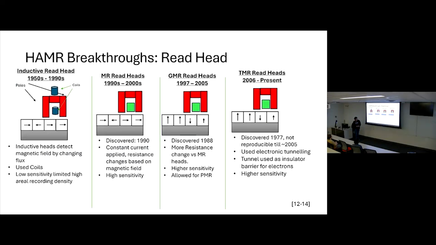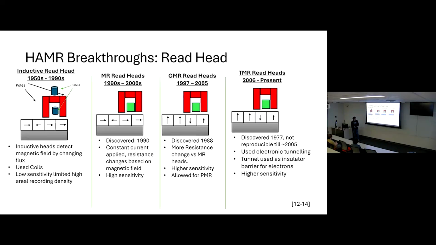Okay, so the next breakthrough that made HAMR possible is the read head. When HDDs were made, the inductive read head was used. How it works is that there's a coil, and as it passes over the bits, it will detect the changes, and that's how you would record the bits. But the problem with this was that it provided very low sensitivity, and that's the reason why longitudinal recording was used. And then with the introduction of the MR head, that provided a higher sensitivity, which is great for increasing the areal density.